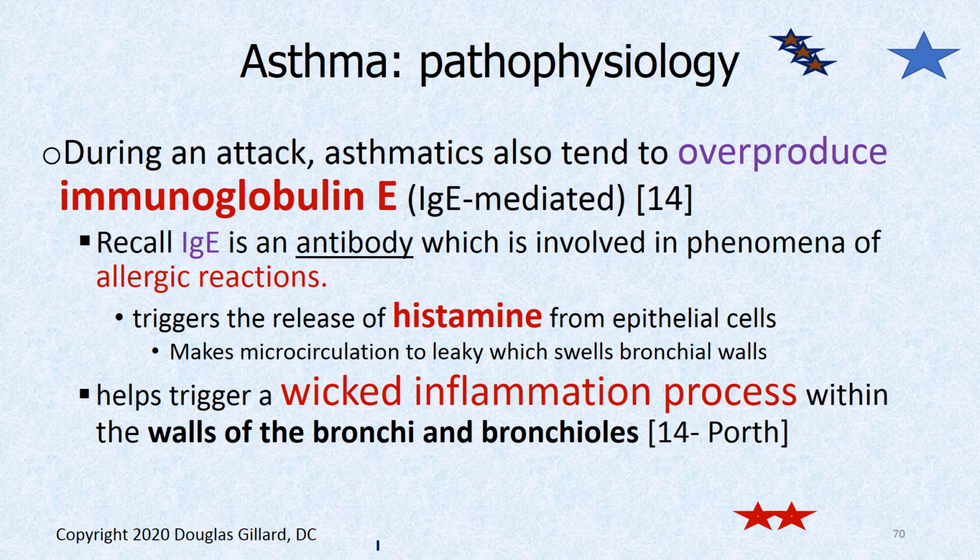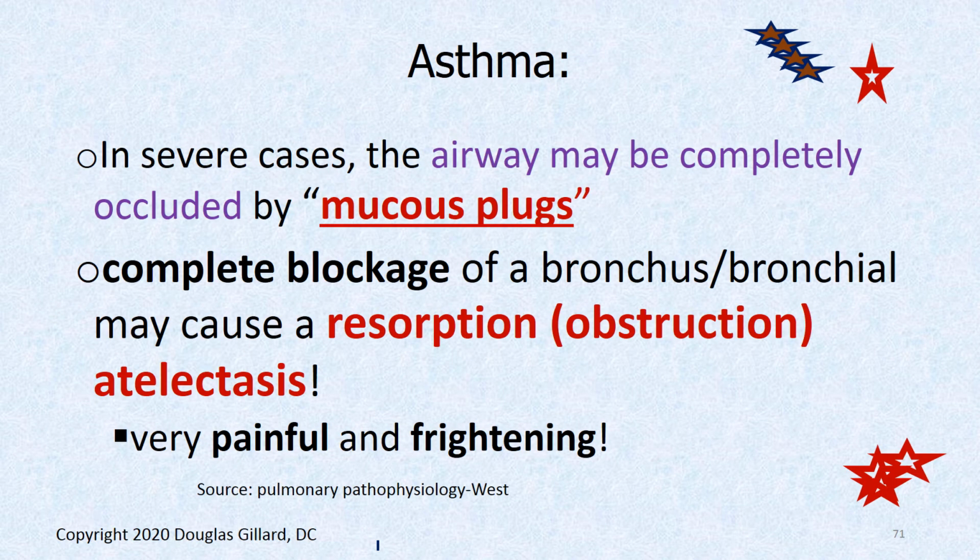We talked about that. During the attack, they overproduce IgE, immunoglobulin E, and we know that this is an antibody which stimulates anaphylaxis, and it triggers the release of histamine from epithelial cells, which causes them to shrink. It's really easy to get blood fluid leaking out of the microcirculation of the lungs when histamine is loose, right? And then you start getting fluid in your alveoli from this. And that's not a good thing, right? You're already having spasm of the microcirculation, and now you have fluid in your lungs.